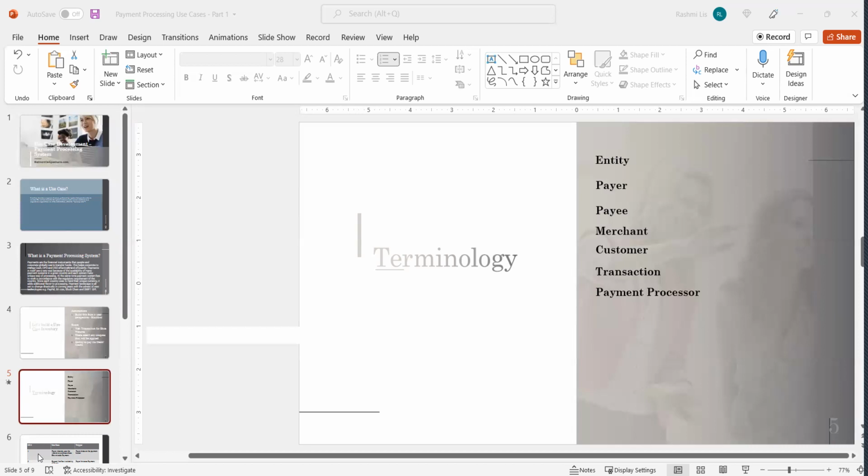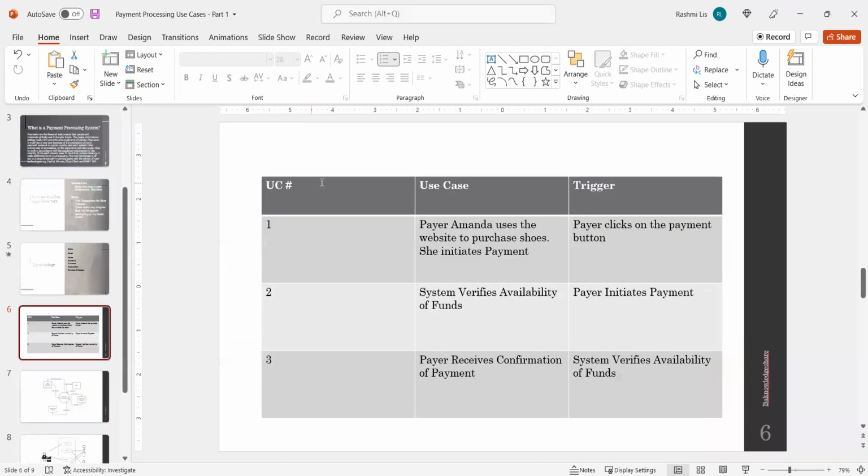So let's move on to the next piece over here. So what I've done is built together a use case inventory of what I thought could be a good example of what a payment processing system should do given you have customers. So if you look at use case number 1, payer Amanda uses the website to purchase shoes. She initiates the payment. Trigger is payment, payer clicks on the payment button. So you're only restricting yourself to the point where the payer clicks a button that triggers the payment processing to begin. The next use case is system verifies availability of funds.